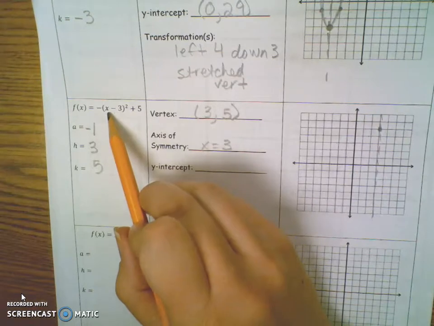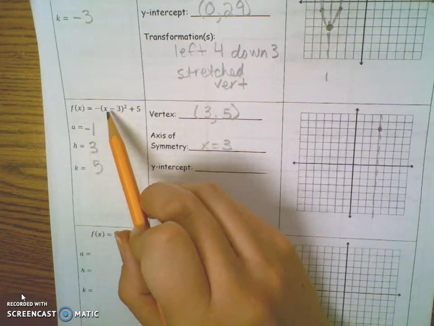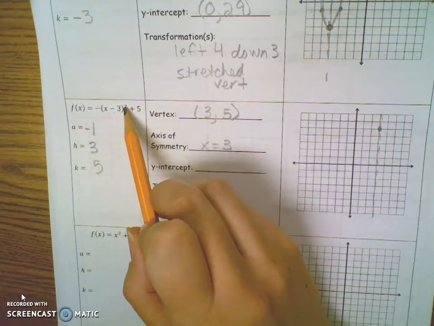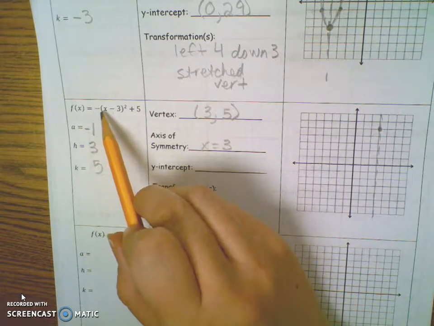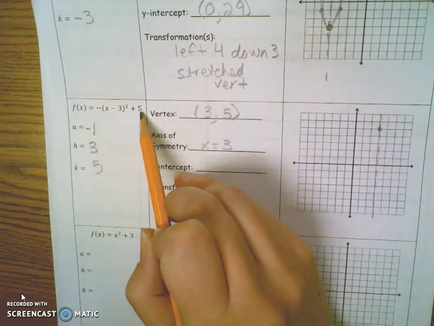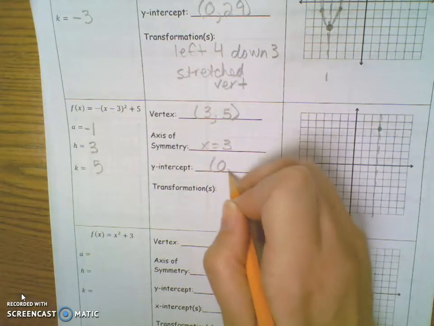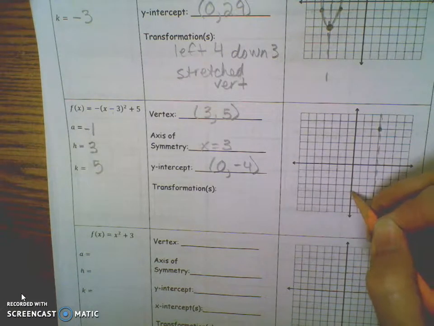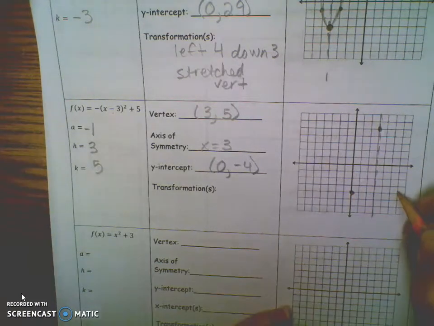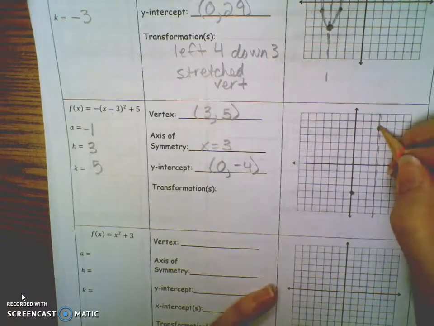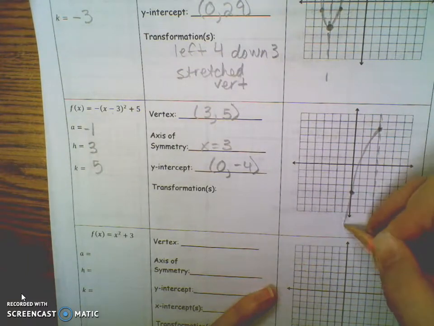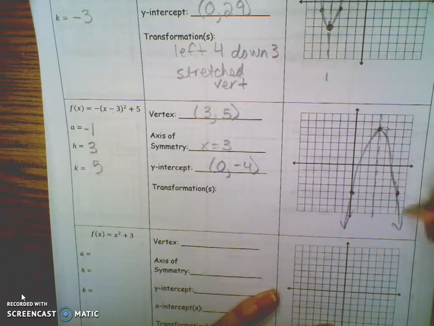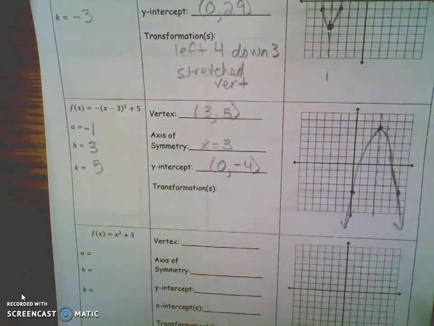My y-intercept, if I put 0 in there, that's going to be 0 minus 3, which is negative 3, squared, which is 9, with a minus in front of it. So negative 9 plus 5 is negative 4. So my y-intercept is 0, negative 4. So 0, 1, 2, 3, 4. And then I can do the same thing on the other side. And so my curve looks like, whoops, like that. A little wobbly, but close enough.